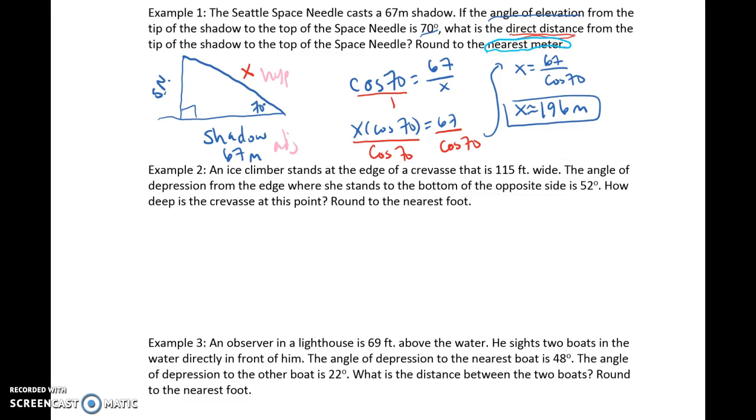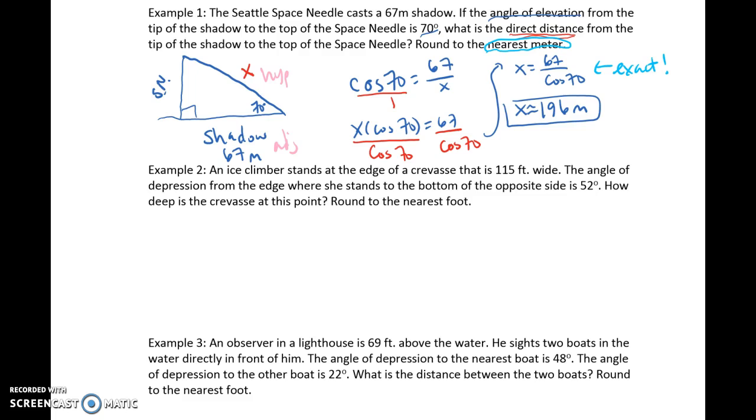Remember, it never hurts to have your exact answer, because on your test, I could ask you to do this on the non-calculator portion, so we want to stop with the exact answer, and of course be able to round it. Alright, let's do one more example, and then we'll finish the last one in class. So let's take a look at example 2.